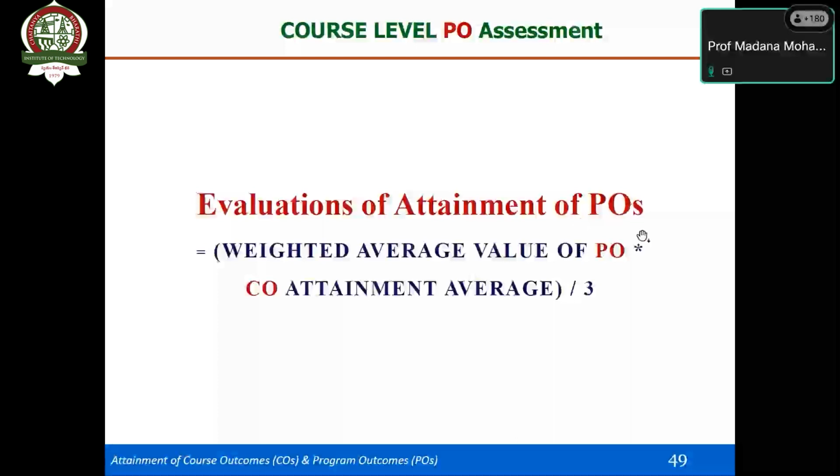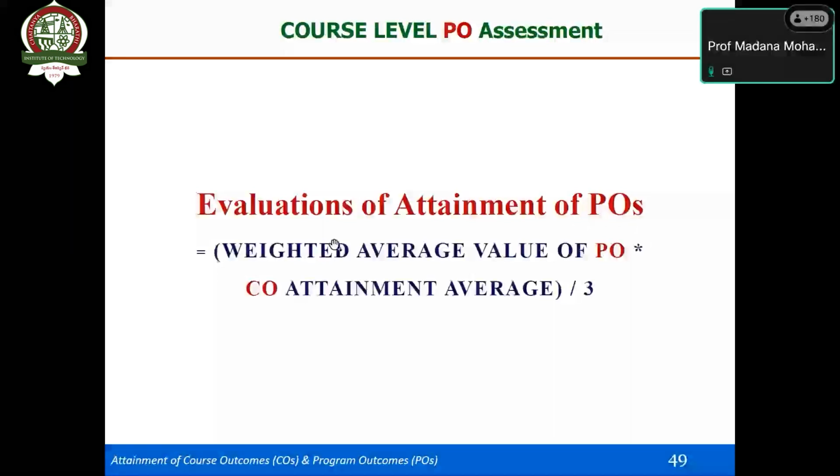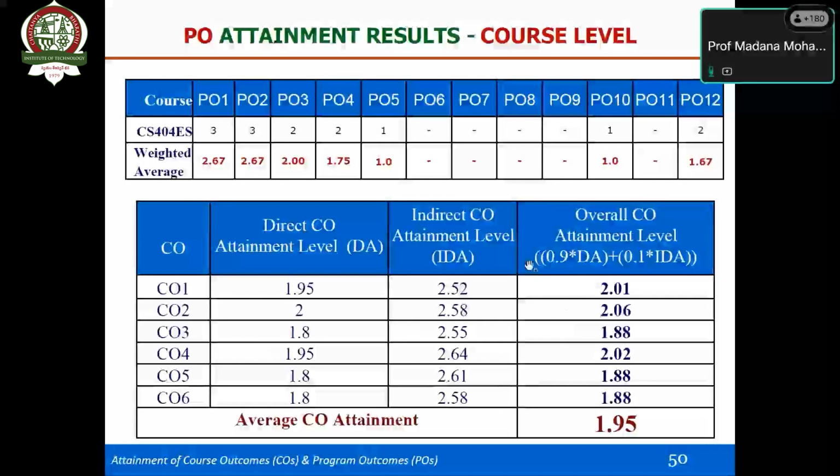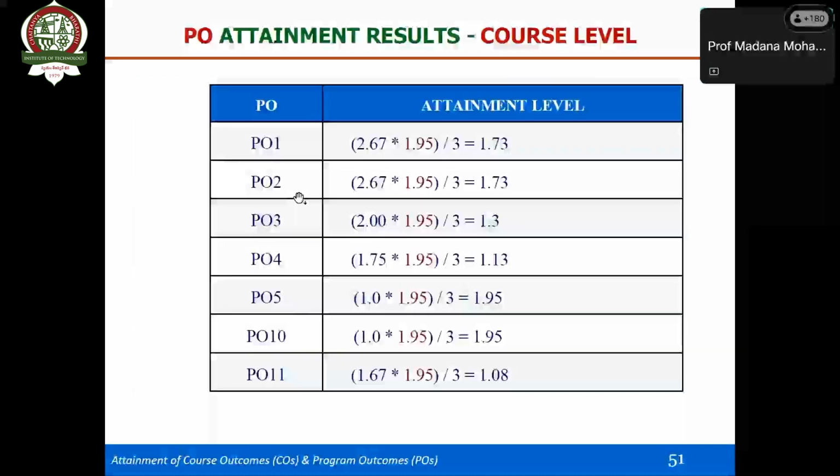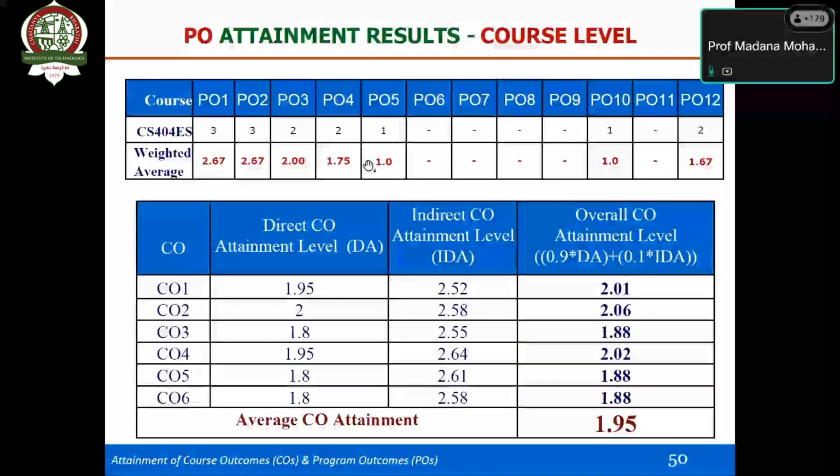So evaluation of attainment of POs, course level, direct attainment: weighted average value of PO into CO attainment average whole divided by 3. Then again the values are listed here. So here weighted average value, overall CO attainment average value. Now see, for all POs computation is not required. Whatever POs are mapped to your particular course, only those POs we have to calculate. Here only 1, 2, 3, 4, 5, 10 and 12. You have to compute attainment of only these POs.